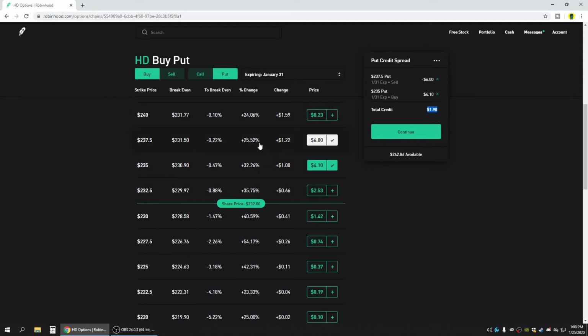So that's a pretty decent play, but you do have assignment risk because you're selling a contract in the money, so you always got to be aware of that. You can get assigned on this. That's why they give such high credit, is because of that assignment risk.